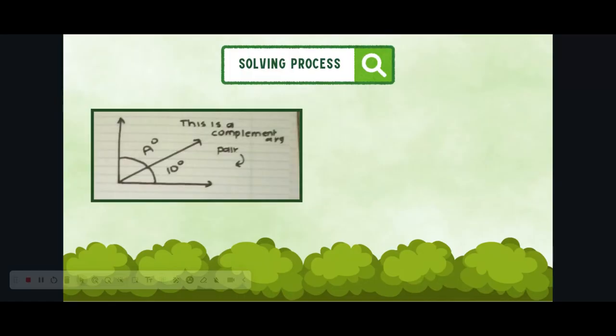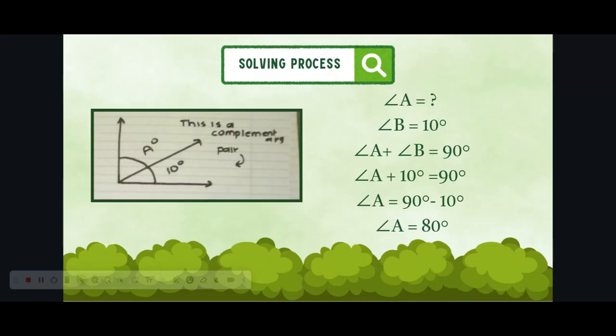If the problem only gives you one angle and asks you to find the other, here's what you do. First, figure out whether the angles are supposed to be complementary, adding to 90 degrees, or supplementary, adding to 180 degrees. The problem might tell you directly, or you might have to figure it out based on clues. Once you know that, take the total, either 90 or 180, and subtract the angle you're given. This will help you find the missing angle.